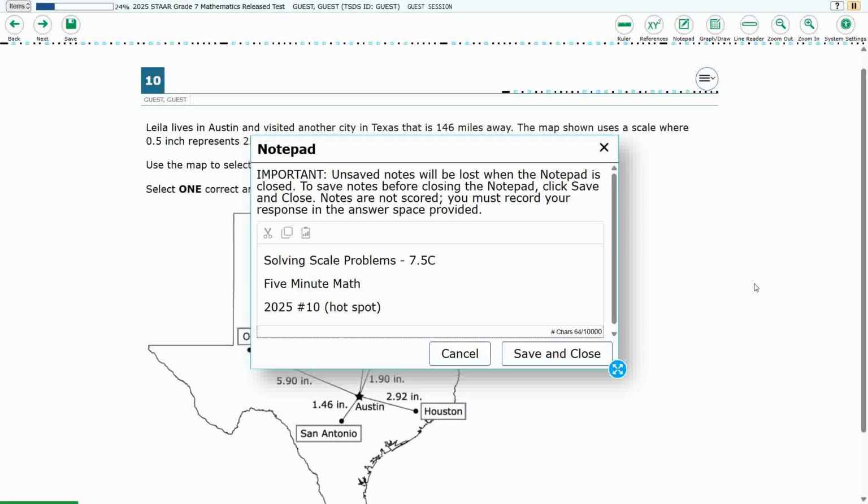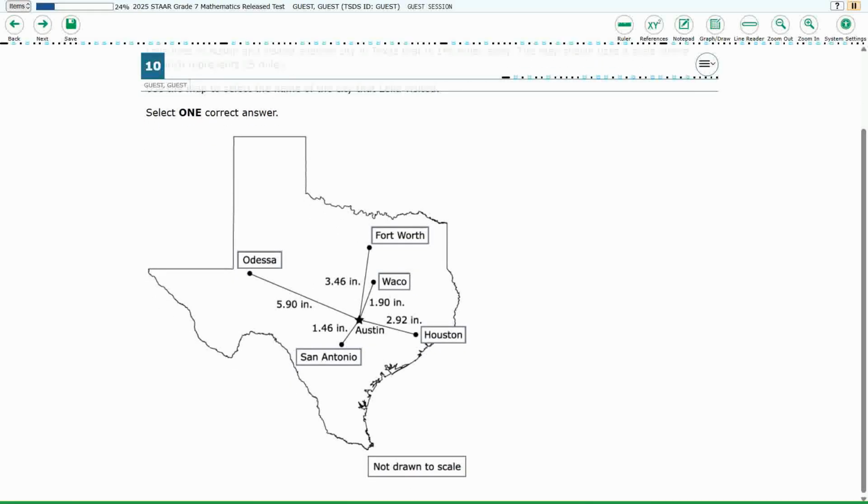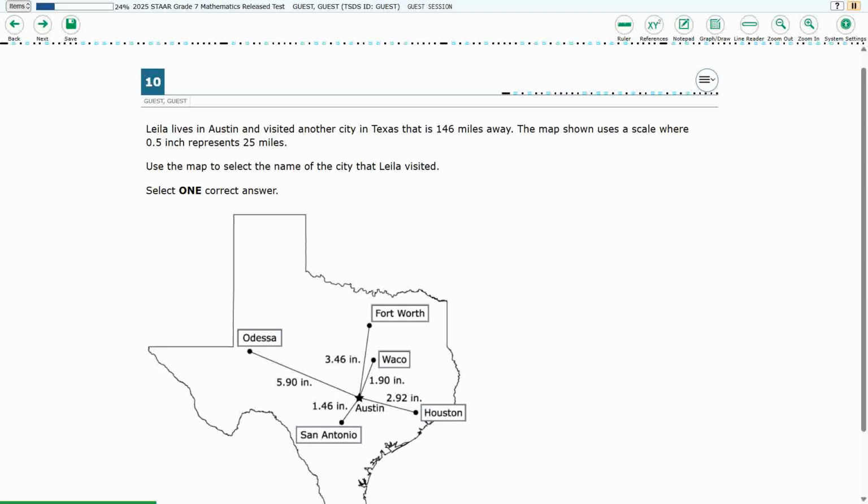Today we are looking at the 7th grade concept of solving scale problems. This is standard 7.5C in the great state of Texas, and we are using item number 10 of the 2025 released STAAR test. This is a new item type called hotspot, and if you haven't done so already, please go ahead and take a moment to pause the video, work this problem out on your own, unpause it, and we will look at our answers together.